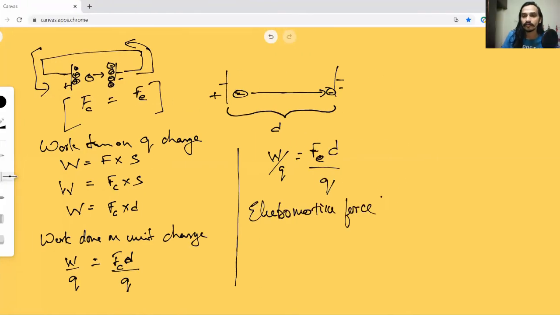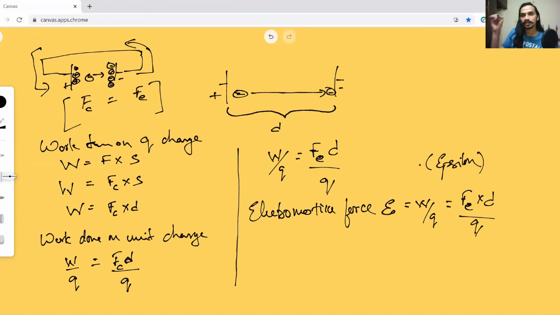So electromotive force is nothing but this W by Q, which is nothing but Fe into length, or the size of the battery, the distance between the terminals, divided by the total charge being moved across the battery. Now, there is a symbol for this electromotive force. It is called epsilon.